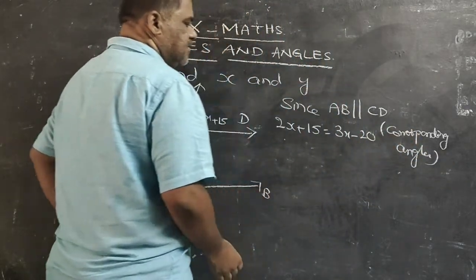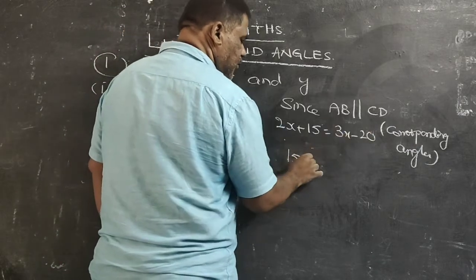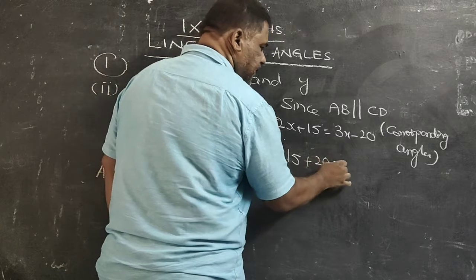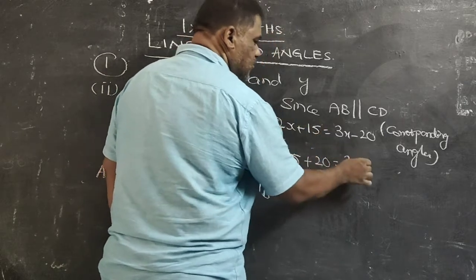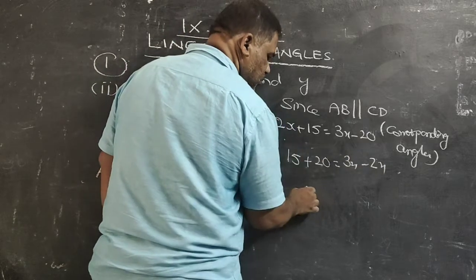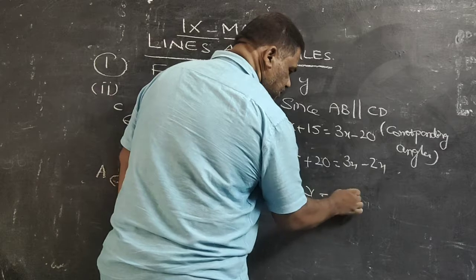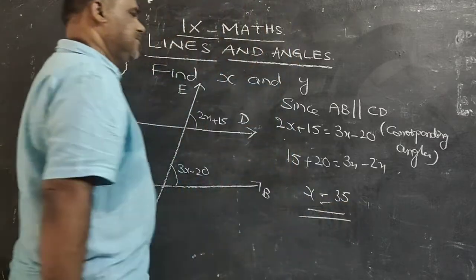Here bring all x one side, numbers other side. 15 minus 20, you take this side, it will become plus 20. 3x, 2x you send that side, it is minus 2x. 3x minus 2x is x. 15 plus 20 is 35. So x value is 35.